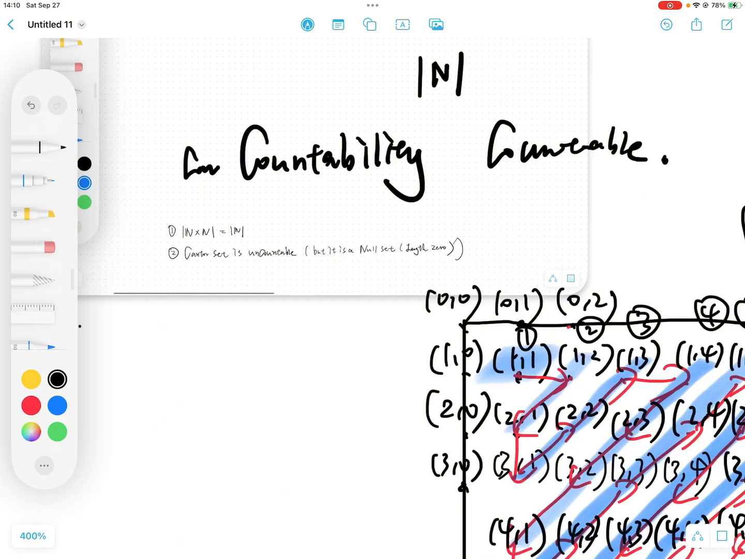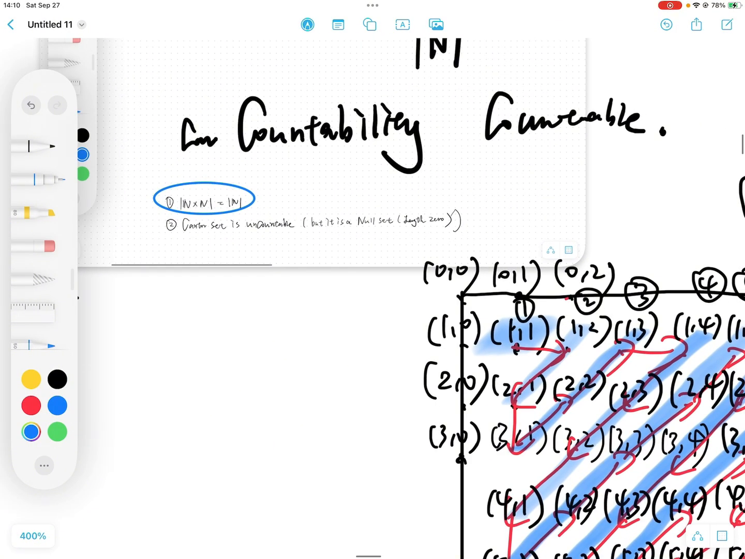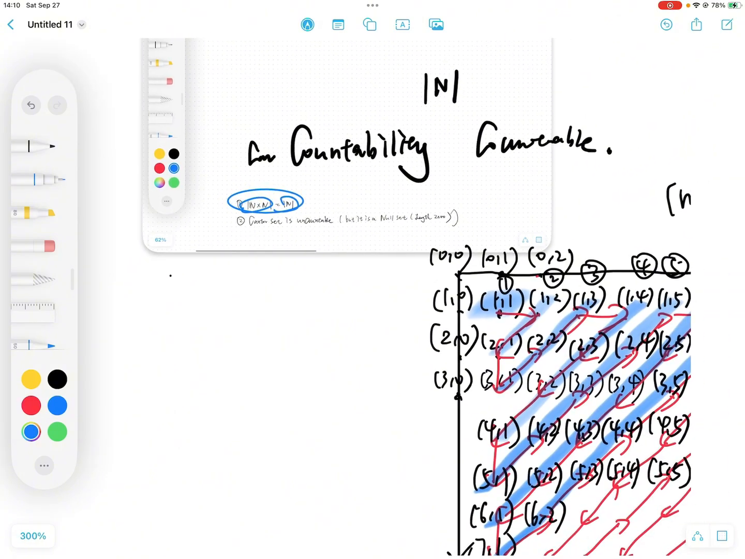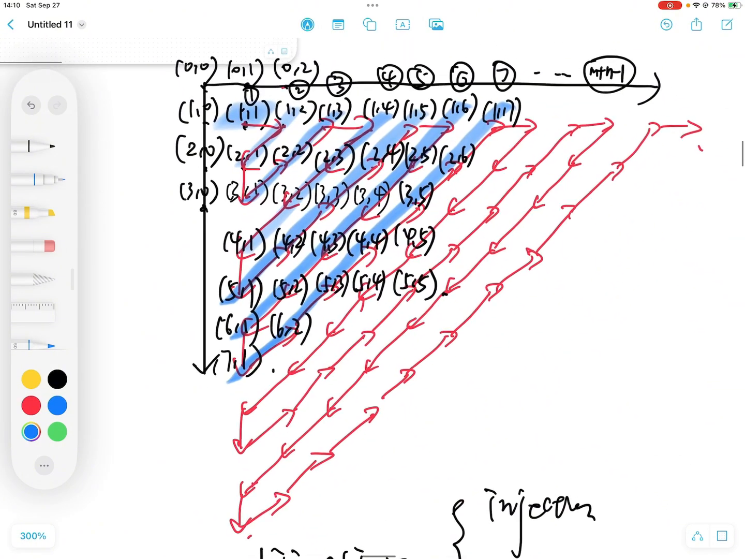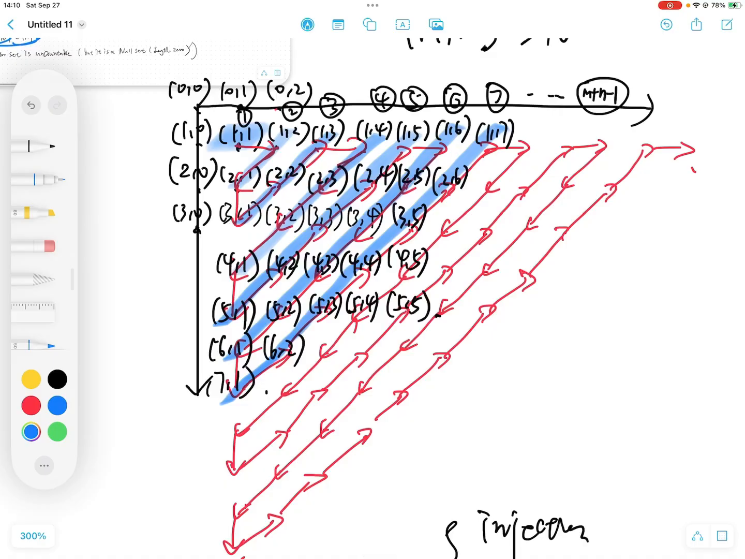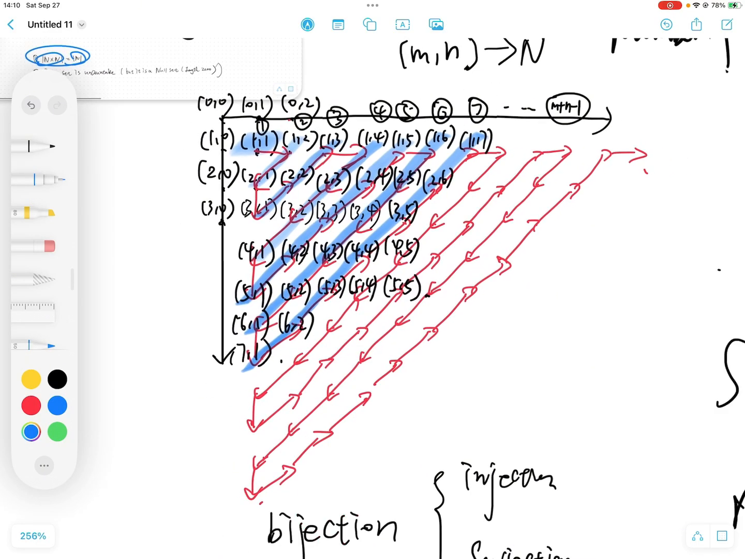Here we will give several examples. Firstly, let's see how to prove this is true. To show this, since they are both infinite sets, I will use the bijection, which means the injection and surjection, to prove it using the diagonal method. Now let's draw this picture.